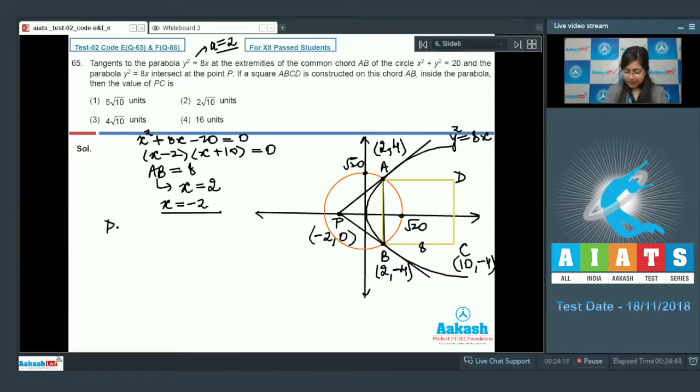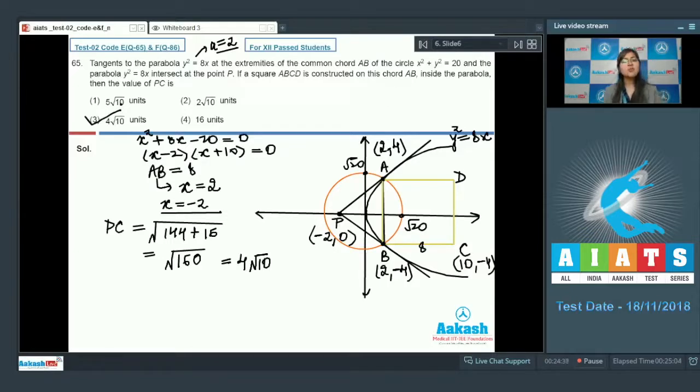So now we can find the length PC, which will be equal to under root of minus 2 minus 10 whole square, that is 144 plus 16, which will be equal to under root of 160, which is equal to 4 into root 10 units. That is, the correct answer will be option number 3.